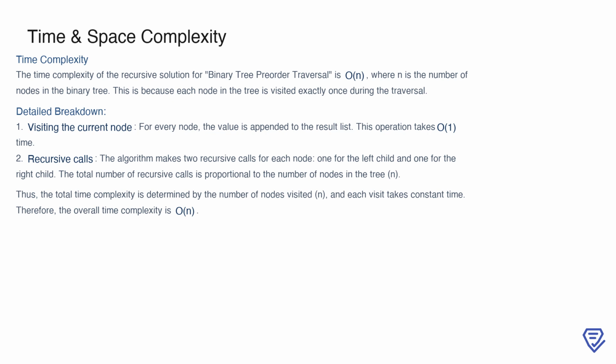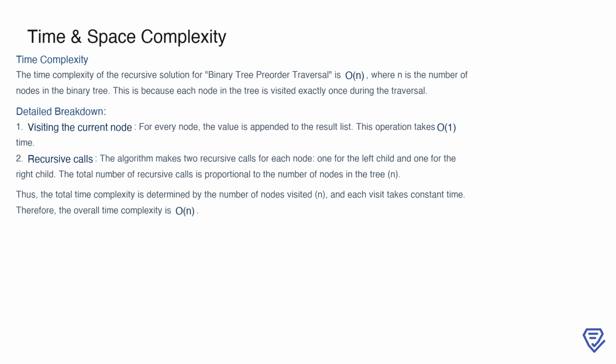The time complexity of the recursive solution for binary tree preorder traversal is O(n), where n is the total number of nodes in the tree. This is because the algorithm visits each node exactly once during the traversal process. Let's break this down further. First, for every node, the algorithm performs a constant time operation to append the value of the node to the result list, which takes O(1).